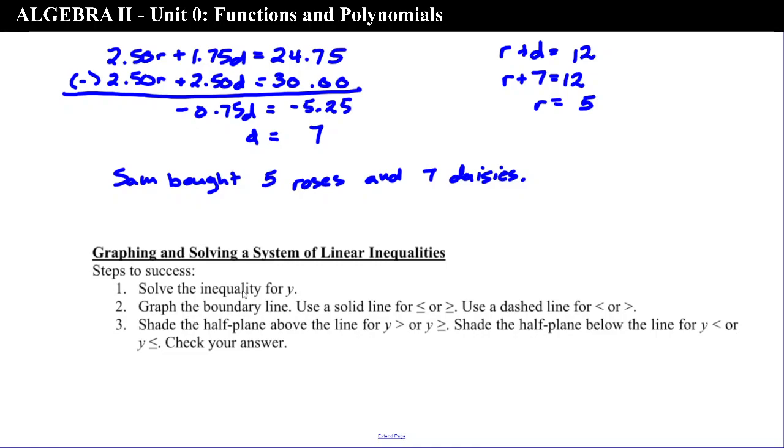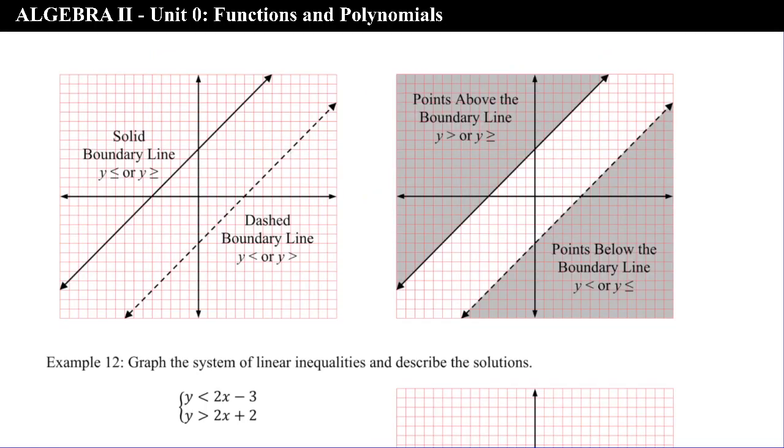And then you're going to shade the half plane above the line if y is greater than or equal to. You'll shade the half plane below the line for y is less than or equal to, and then you can check your answer. So here's visually what I just described here. You have a solid boundary line if you are including the line, which means you have an equals to portion on your inequality. If you do not have the equals to portion on your inequality, that's displayed here on the bottom graph, then you're going to use a dashed boundary indicating that you're not including the points along the line.